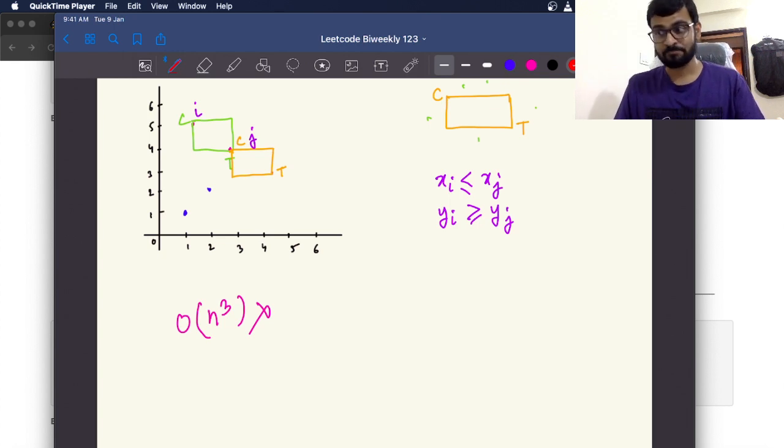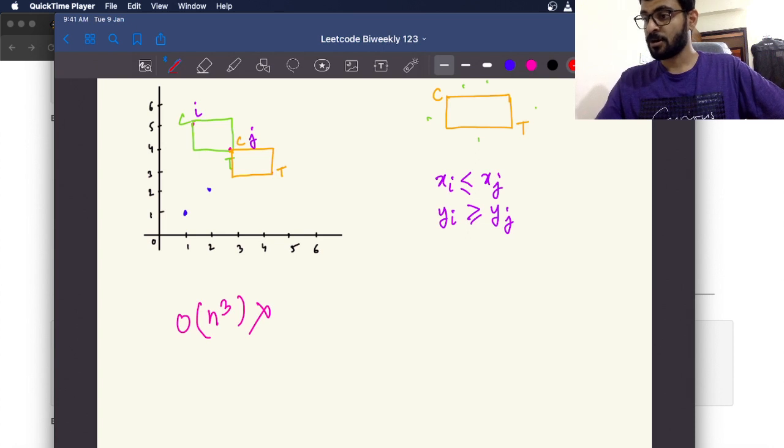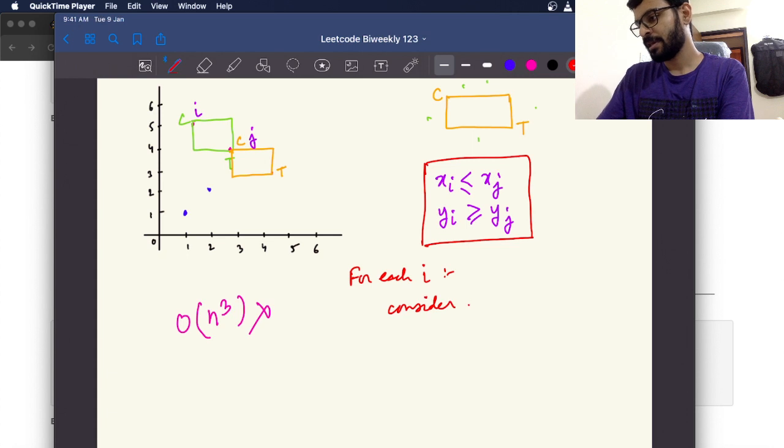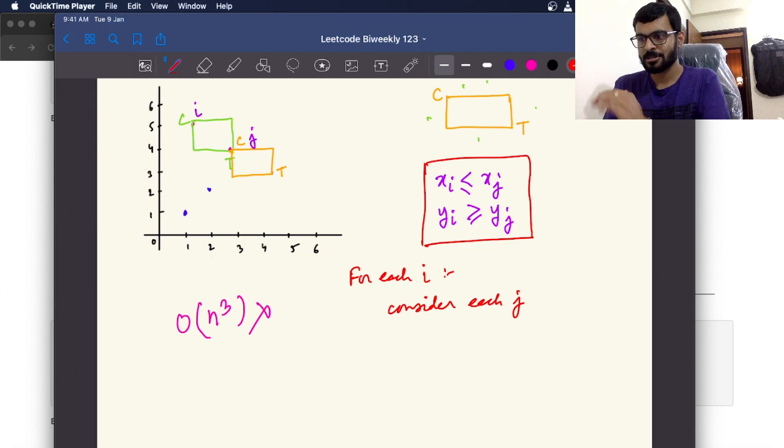Let us go step by step. For identifying which one will be Chisato and which one would be Takino, the first thing that I can do is, I know this. So for each I, consider each j which is to the right of that I. So for every I, I'll consider only those j which are to the right of that I, right?